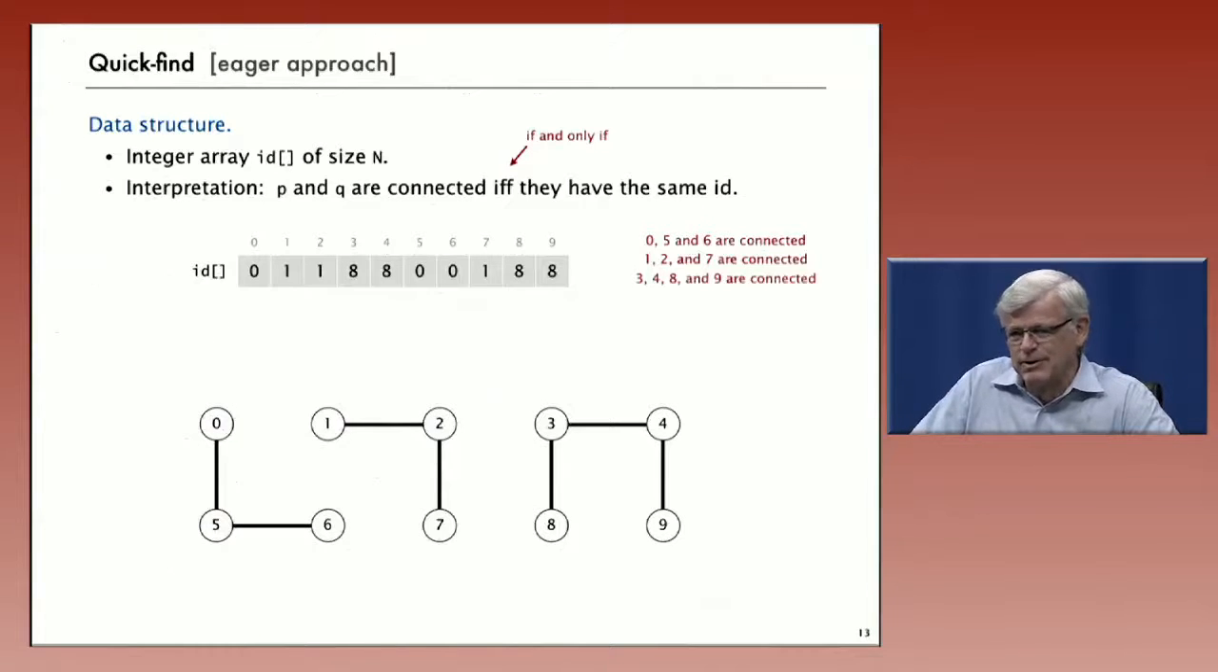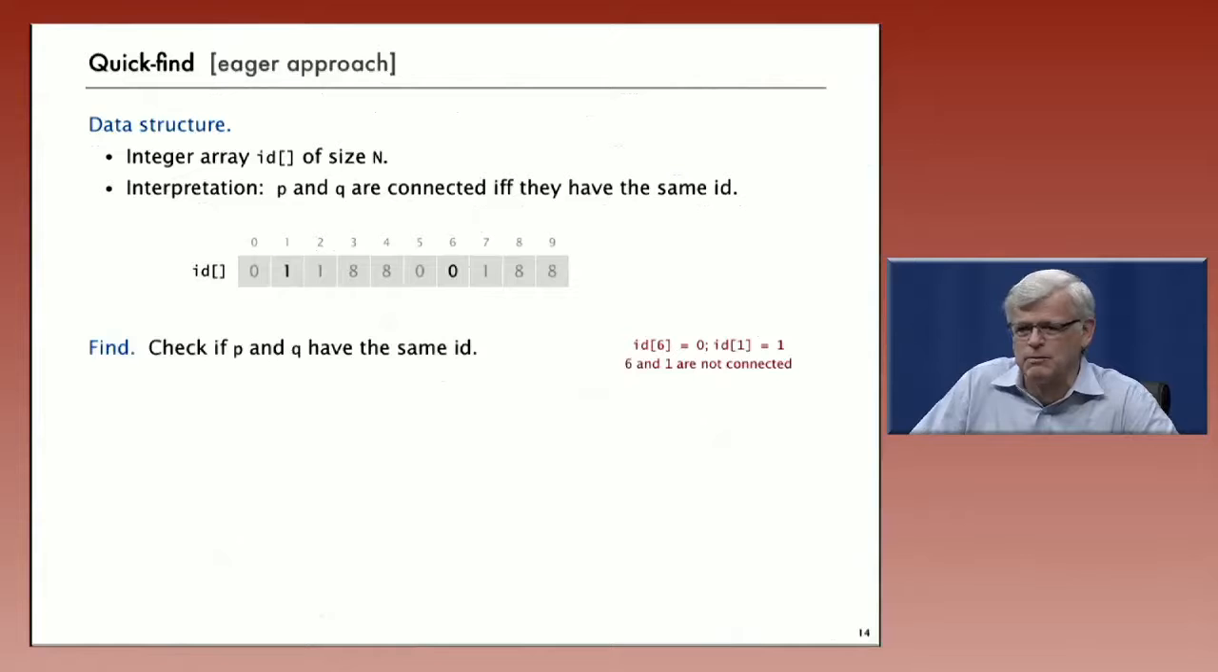And clearly that's going to support a quick implementation of the find operation. We just check the array entries to see if they're equal. Check if P and Q have the same ID. So 6 and 1 have different IDs. 1 has ID 1, 6 has ID 0.